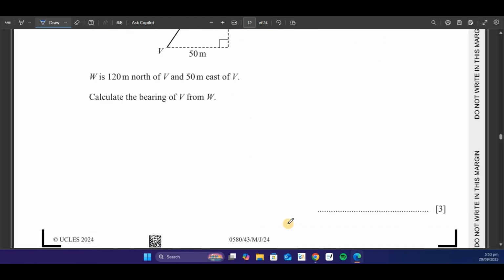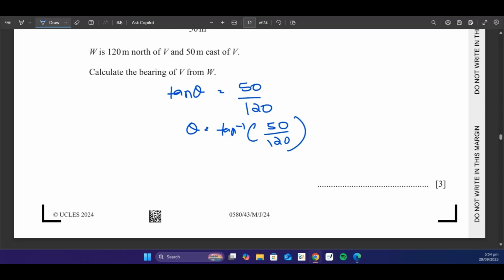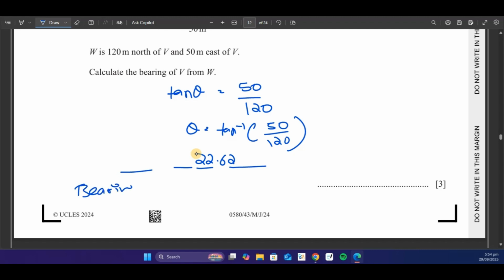So we can just use tan. So tan theta is equal to 50 over 120. Theta is equal to tan inverse 50 over 120, and that would give us 22.62. Now from the bearing, we need to calculate the bearing. So bearing is just 180 degrees plus 22.62. Alright, and that would give us 202.6 degrees.